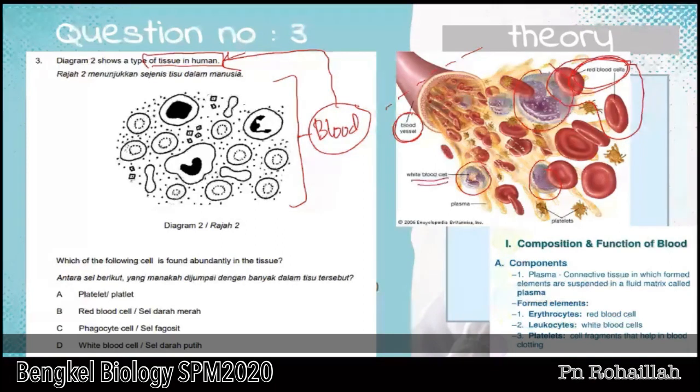So, sama juga. Okay, you tengok gambar dekat buku you. So, this one is red blood cell. Tulis sikit. Jangan malas. Guna pen, pencil, write down. Okay, and then how you know that is a red blood cell? Because red blood cell doesn't have nucleus. And the shape for the red blood cell is the biconcave shape.